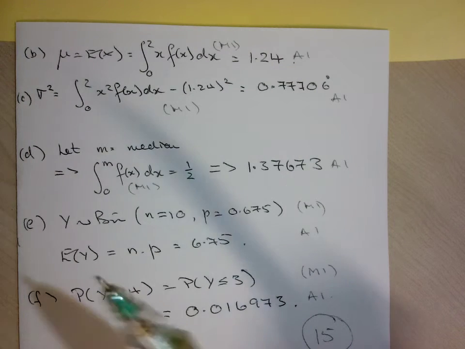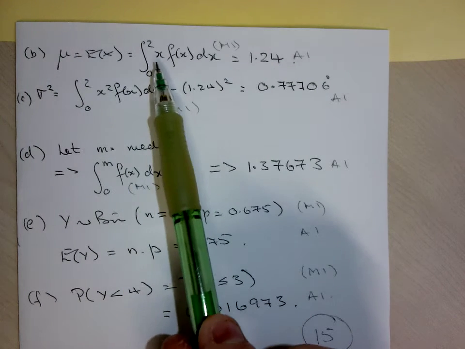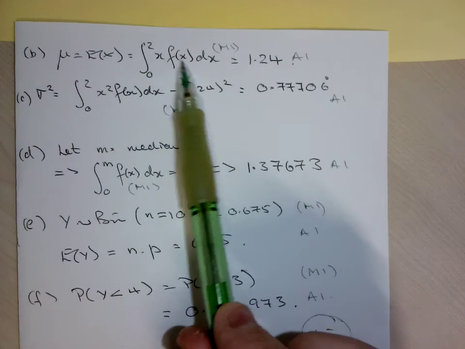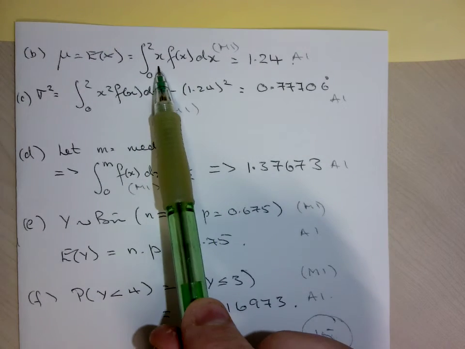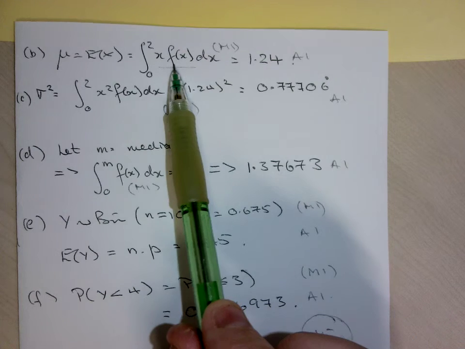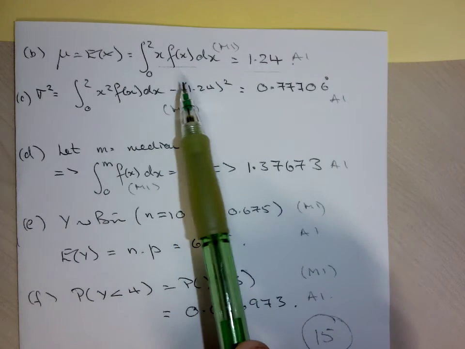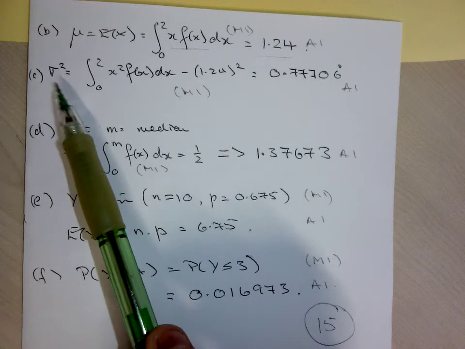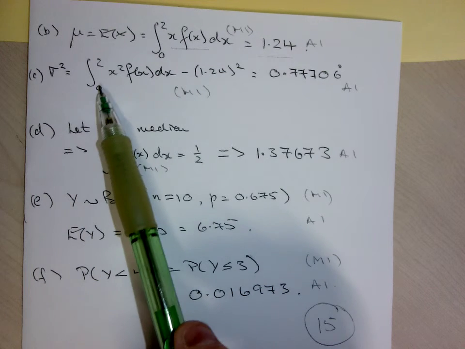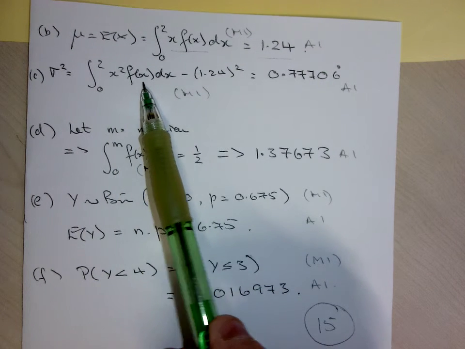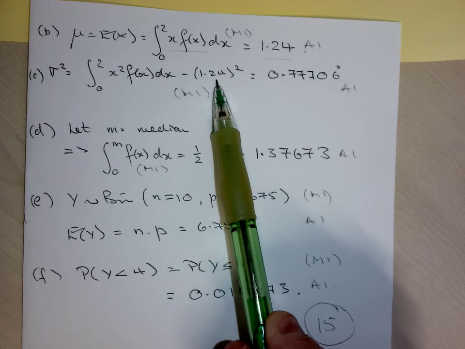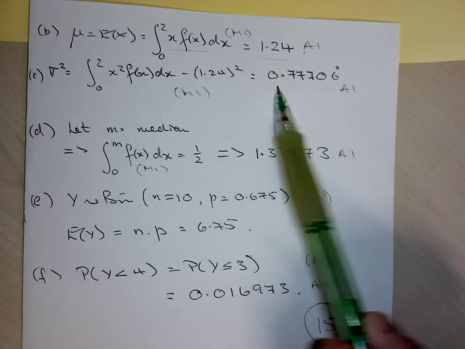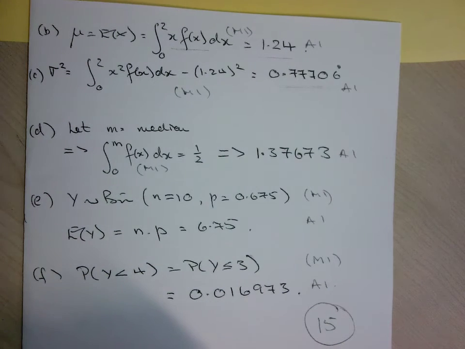Part B asked me for the expected value, so I put that straight into the formula. I write down the formula for my method, x f of x between the limits of 2 and 0. I've got that on my calculator. I can just punch that straight in to get 1.24. No more working out required. Similarly for the variance formula, integral of x squared f of x minus the mean squared. So write down the mathematical statement for your method, stick it in the calculator, and get your answer out.